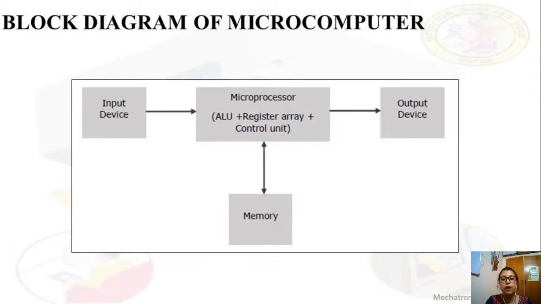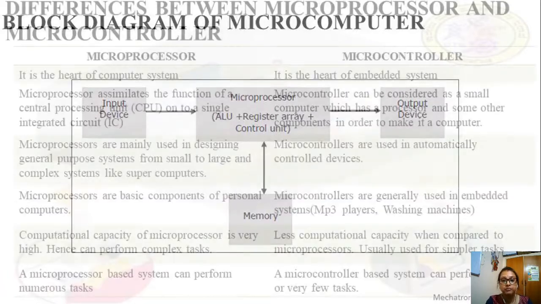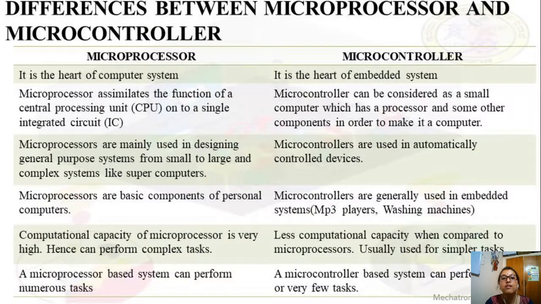So this is the block diagram of microcomputer. So far we have learnt the block diagram of microprocessor, the block diagram of microcontroller, and the block diagram of microcomputer. So we got to know the difference between microprocessor, microcontroller, and microcomputer. These are some of the differences between microprocessor and microcontroller.